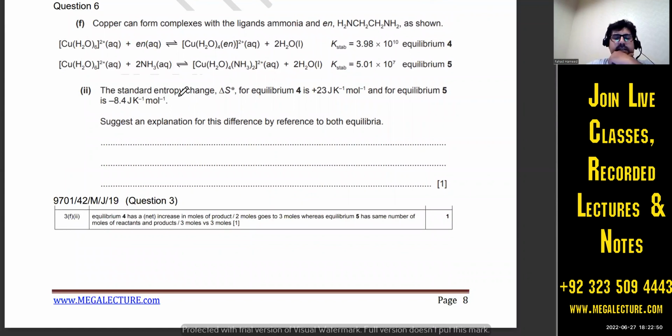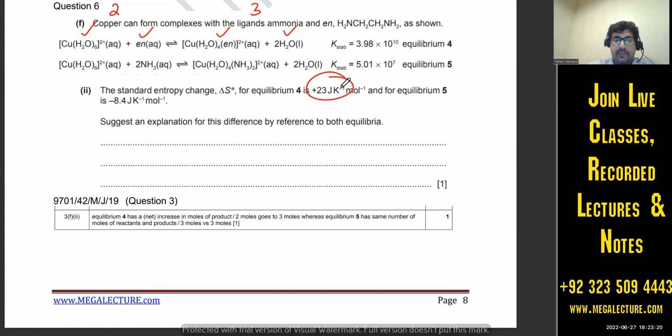He says suggest an explanation for the difference, although you don't know what this is exactly because you haven't studied this, but let's think of it as a simple, normal equation. So this is disorder increasing. Why is there a disorder increasing? Because you had 2 particles on the reactant side, and on the product side you had 3 particles, 1 of this and 2 of these, so that's 3. So the number of particles are increasing.